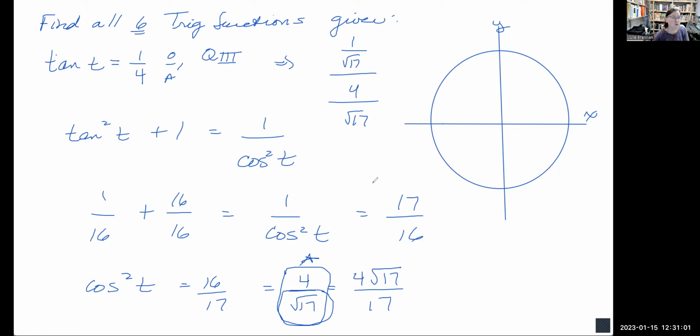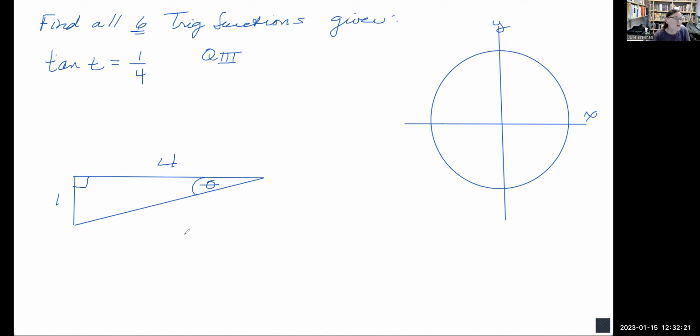I'm going to show you the other way that I actually prefer, and that's going back to simple right triangle trigonometry that you would normally have learned in a geometry class. I've drawn a little right triangle here where you can actually see that the ratio of the opposite side of theta to the adjacent is 1 over 4, all right?